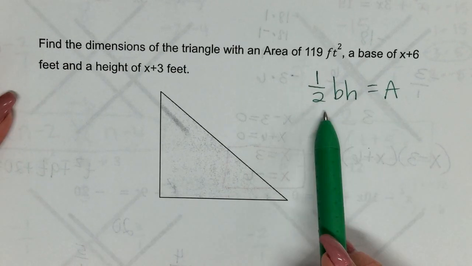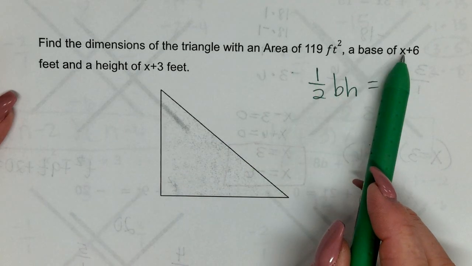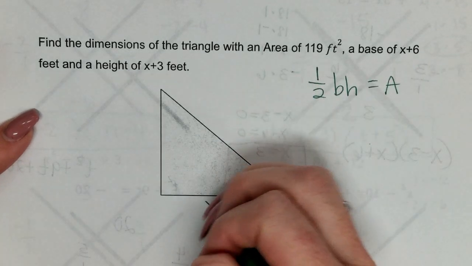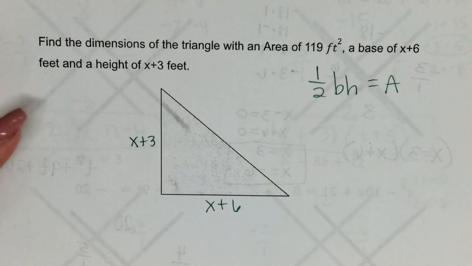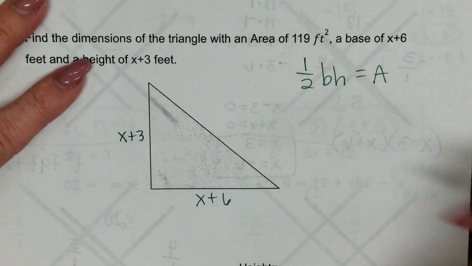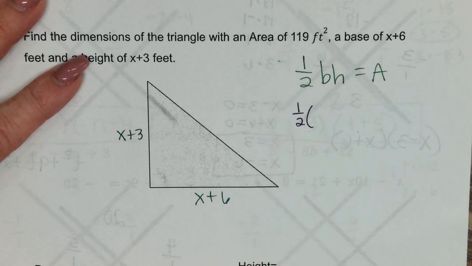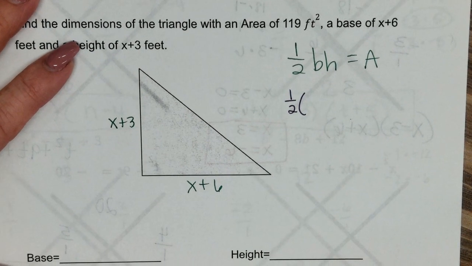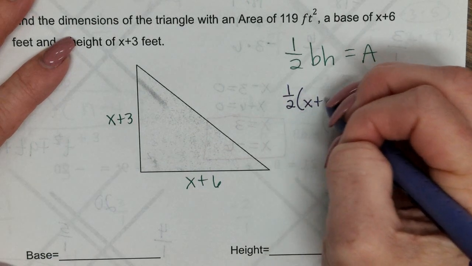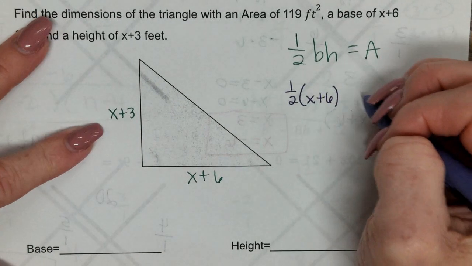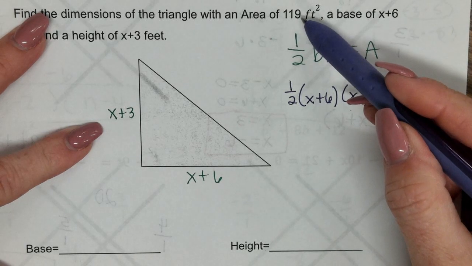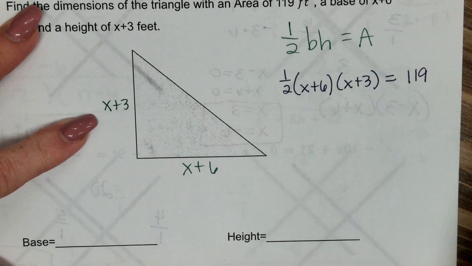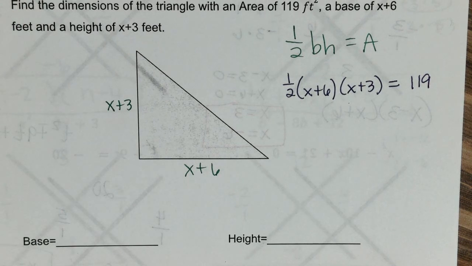Okay, here we go. Let's fill in what we know. It says the base is what? So it's going to go here. And the height is what? All right, let's go fill in the pieces that we know. 1/2 times, do I need parentheses? Yes. The base, which is x plus 6, times the height, which is x plus 3, is equal to, what is the answer? 119. How do I know this is going to be a quadratic equation?